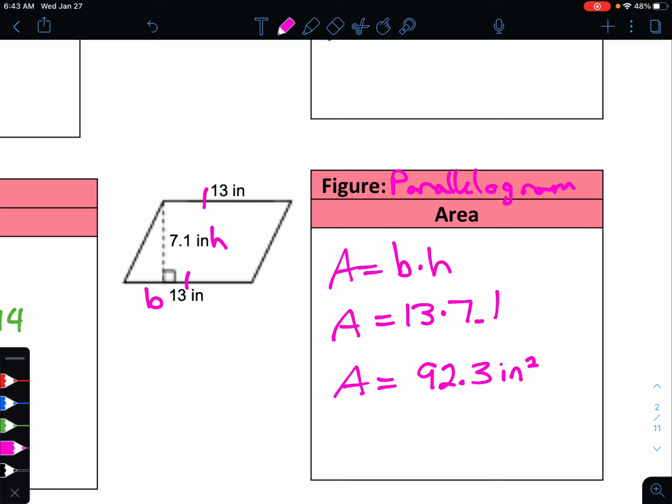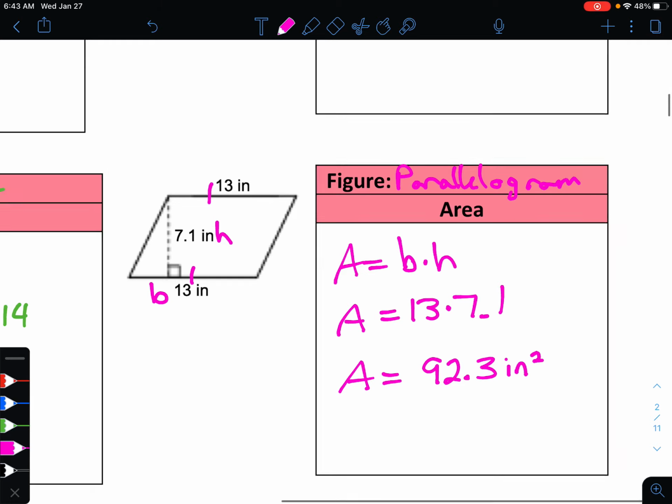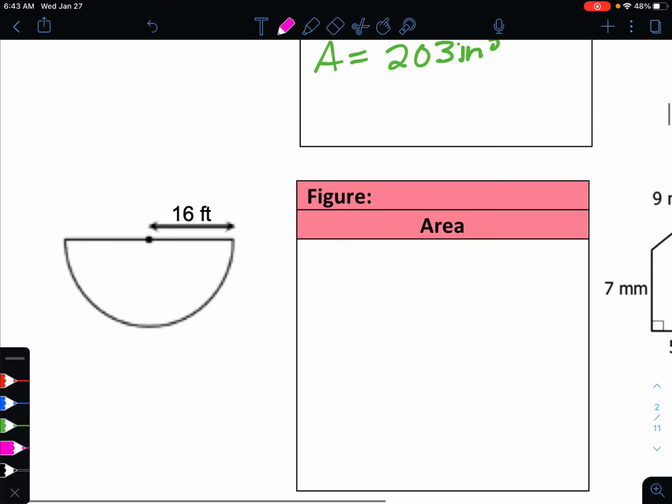Okay. Two more examples, and then we're going to take a look at a couple word problems, and that should be it for today. So in this next one, we've got our figure, and in this case, we would normally say circle, but it's only half of a circle. So when we have that, it's going to be a semicircle.